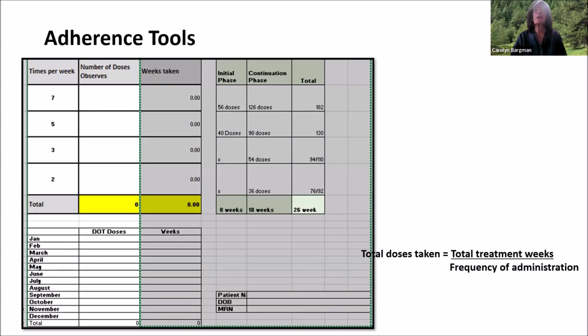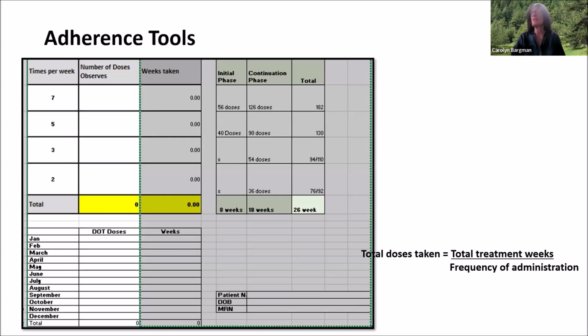One thing I did want to bring up is, and you probably know this at this point, but treatment weeks are not calendar weeks. You calculate treatment based on the treatment weeks to determine if the treatment is complete. So it's the total number of doses taken equals the total treatment weeks over the frequency of administration. So if you're giving somebody 26 weeks of treatment, and it's 5 times a week, or 7 times a week, or 2 times a week, the total number of doses is different.